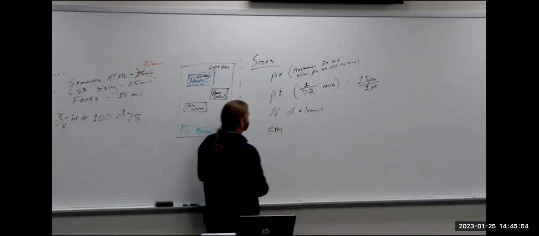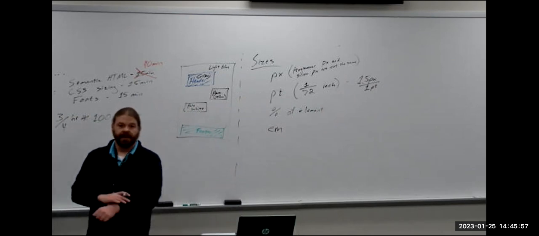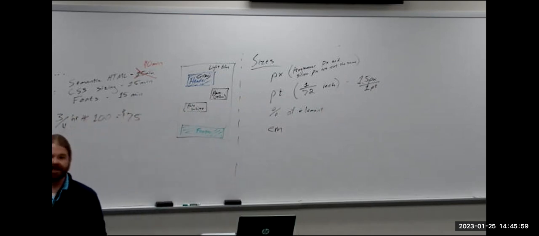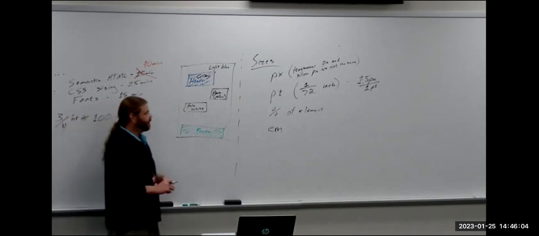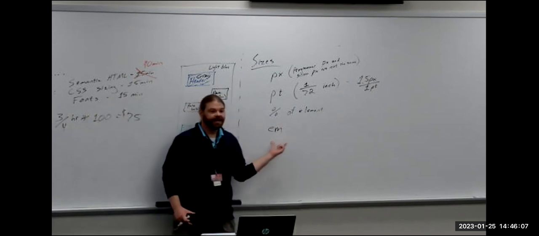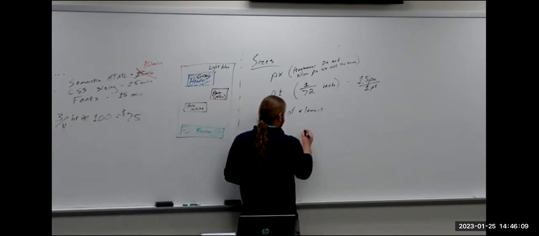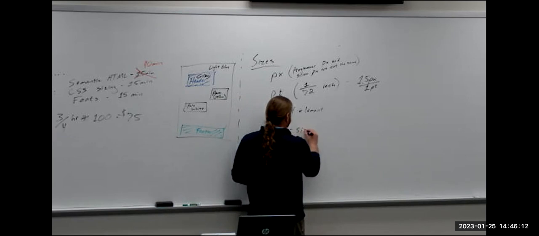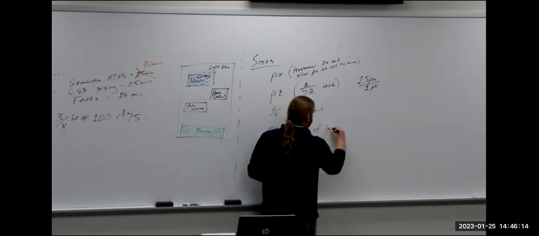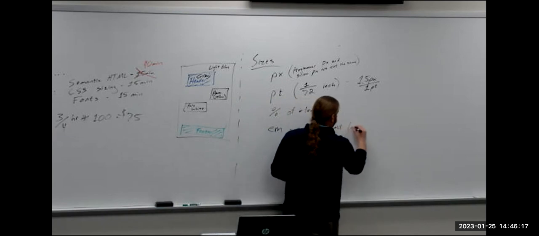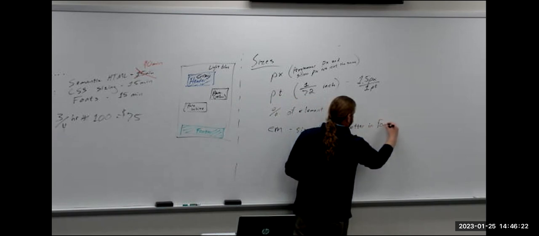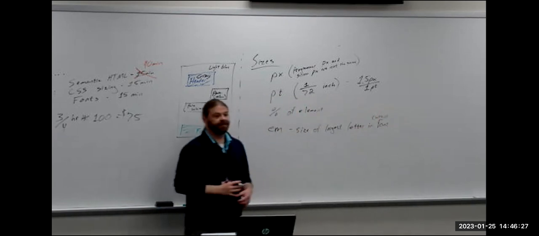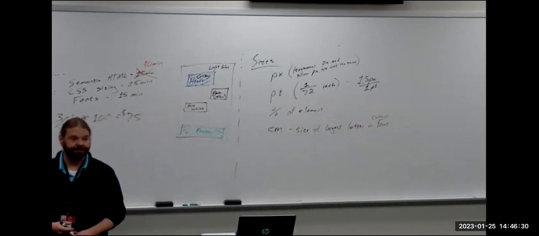Another one that might take some practice is EM. That's the traditional printing measurement, one that goes all the way back to the Gutenberg press. EM is the size of the largest letter in the current font. So it changes as we use different fonts.